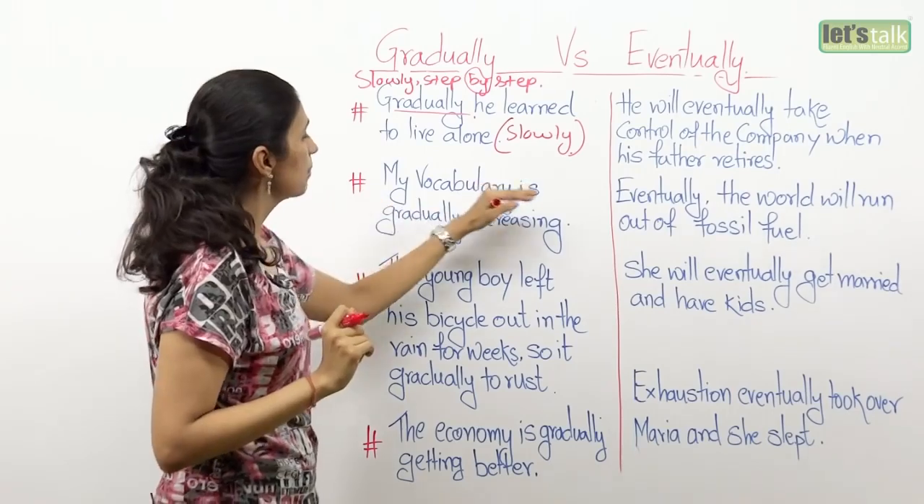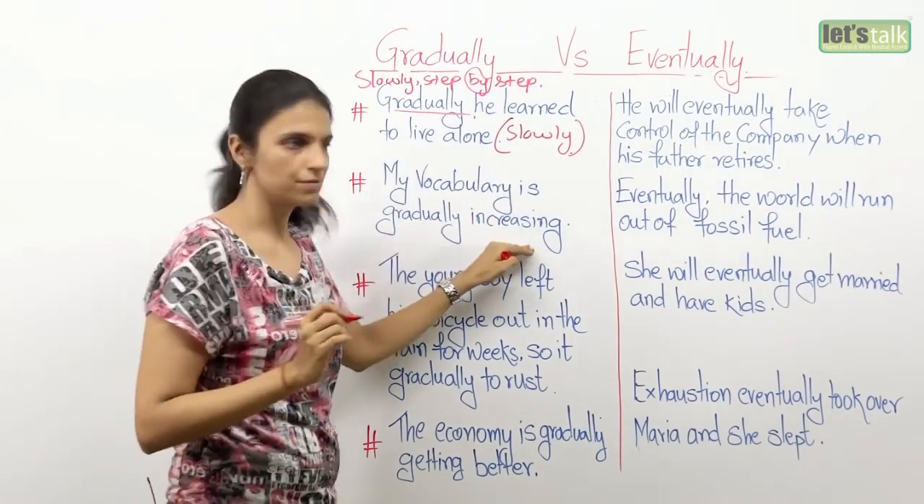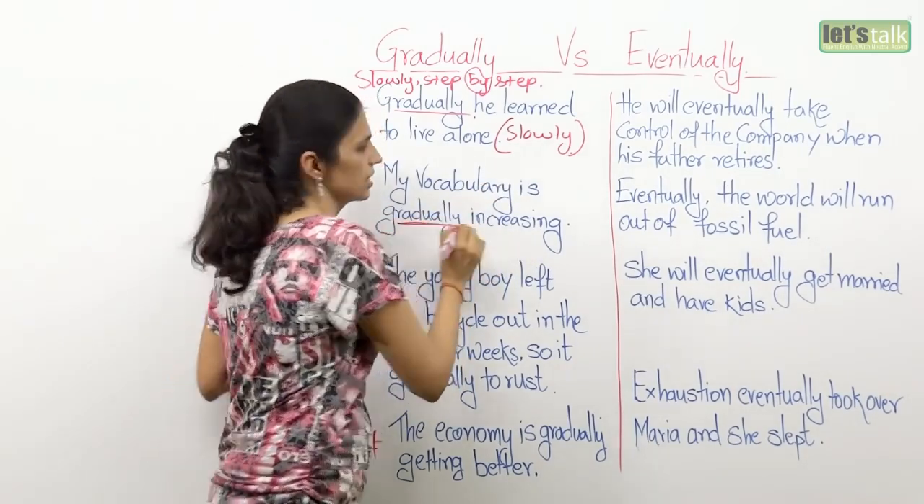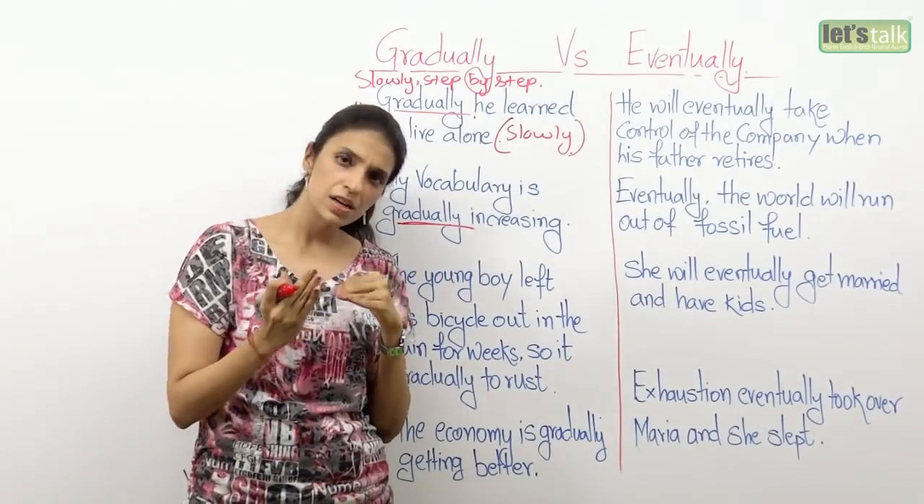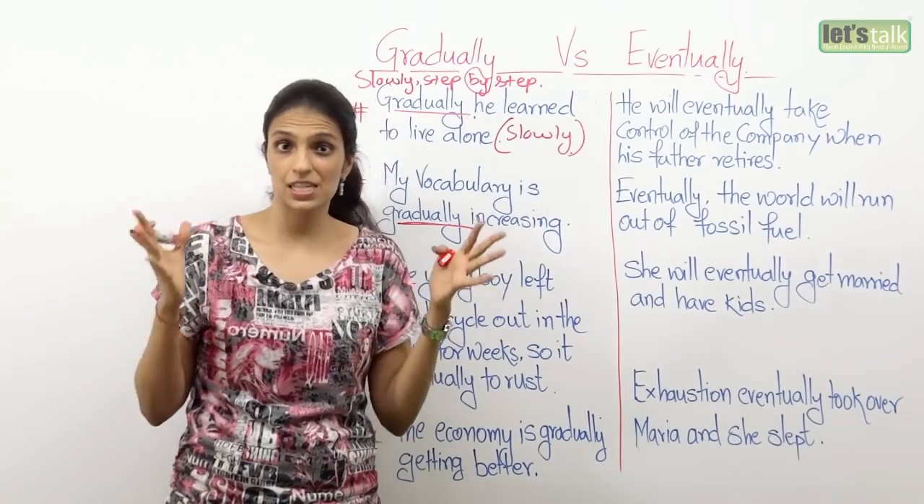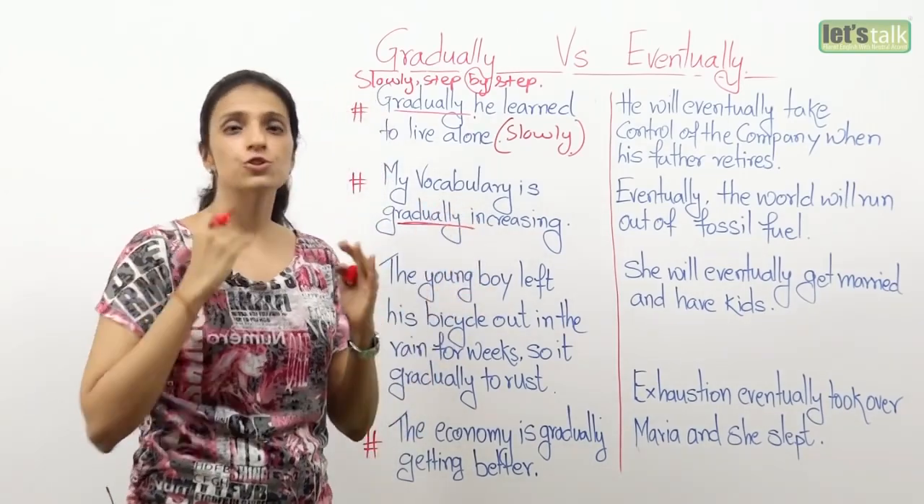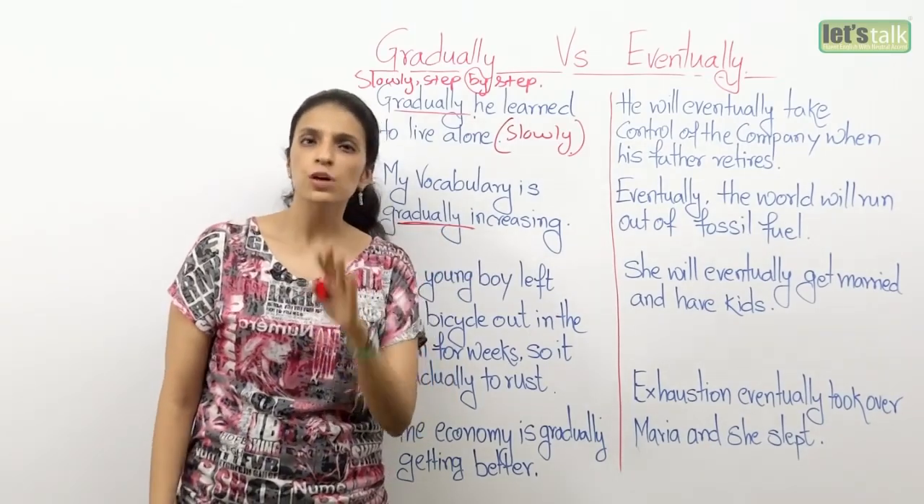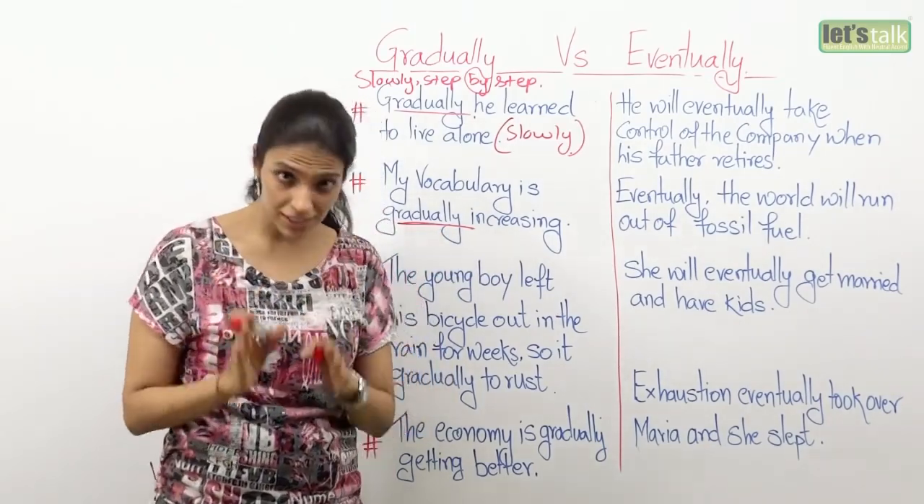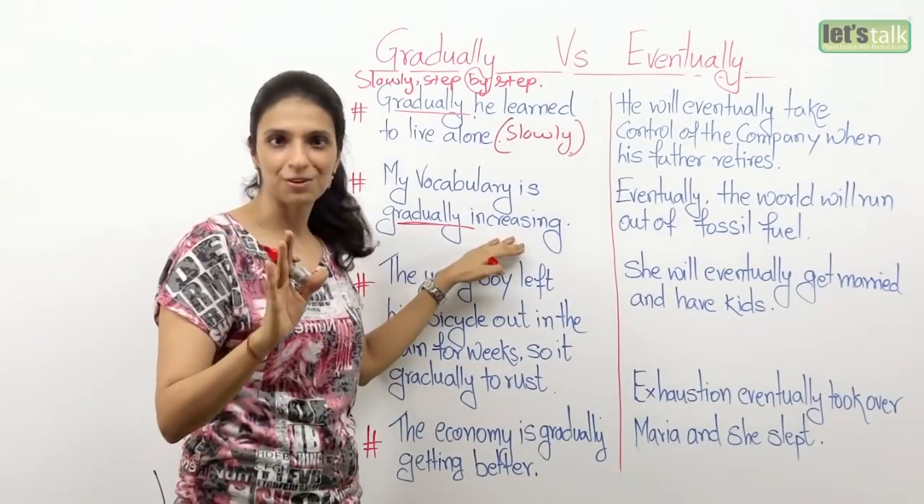Okay, my vocabulary is gradually increasing. That means step by step, probably you learn 2 new words every day, and by the end of the month you have a collection of 60 words. So slowly you increase your vocabulary. Well, friends, I'm sure watching Let's Talk lessons, your English is gradually improving now, right?